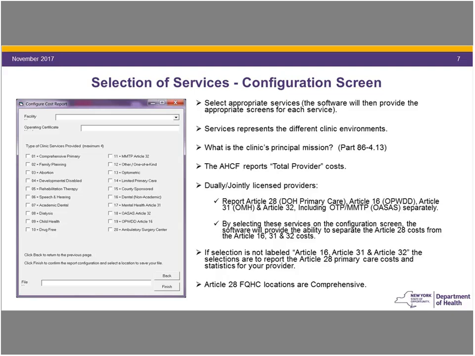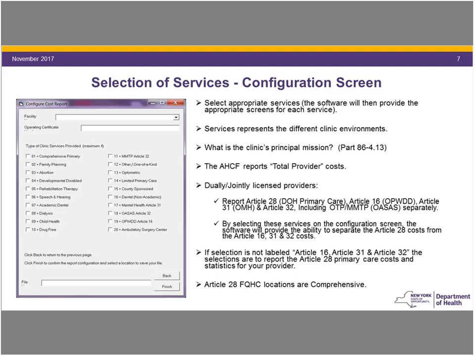86.4.3 is the old grouping reg. It provides definitions of the principal mission. So if you look at that reg, that may help assist you in deciding what mission, what services you should select. The AHCF reports on total provider costs, that I'll talk about on the next screen.